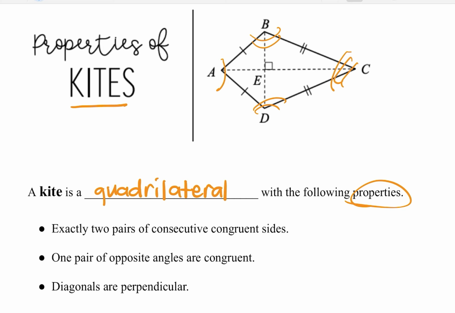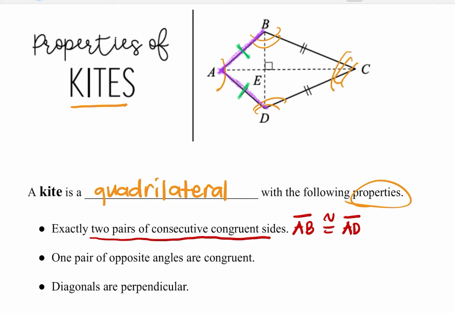So the first property is that it has exactly two pairs of consecutive congruent sides. So in the figure, this side, segment AB is congruent to segment AD, and at the same time they are consecutive. This symbol is a tick mark, which simply means that these two sides are congruent in measure. So we have segment AB, which is congruent to segment AD.